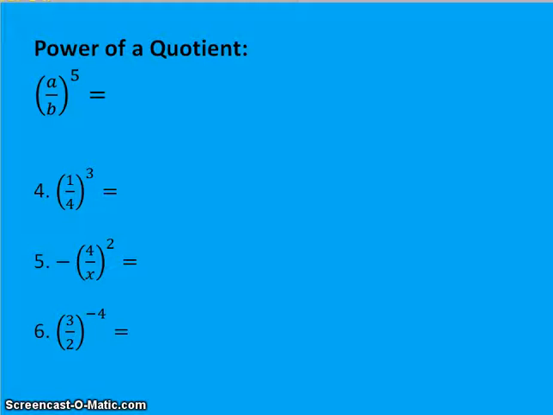The next is the power of a quotient, and this is similar to the multiplication. We have to give the exponent to the a and the b. So the exponent gets given to the numerator and the denominator. So we're going to give the 3 to the 1 and the 4. So it'd be 1. 1 to the third is 1. And then 4 to the third is 64.